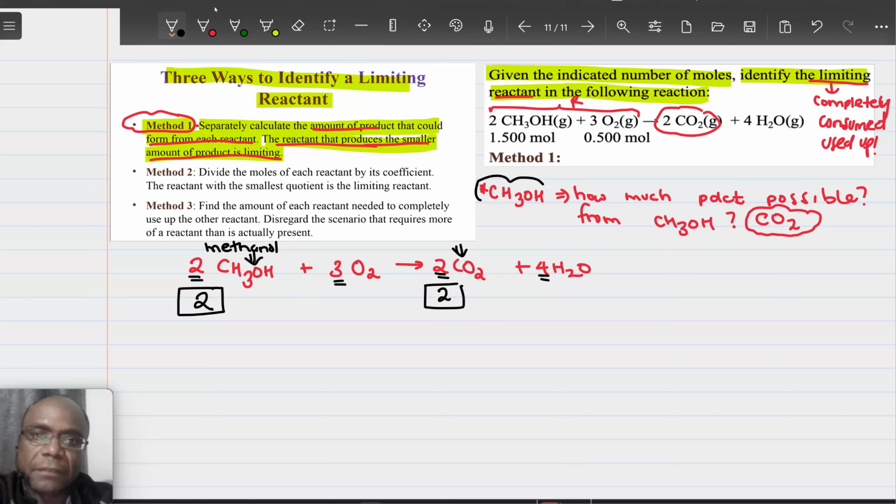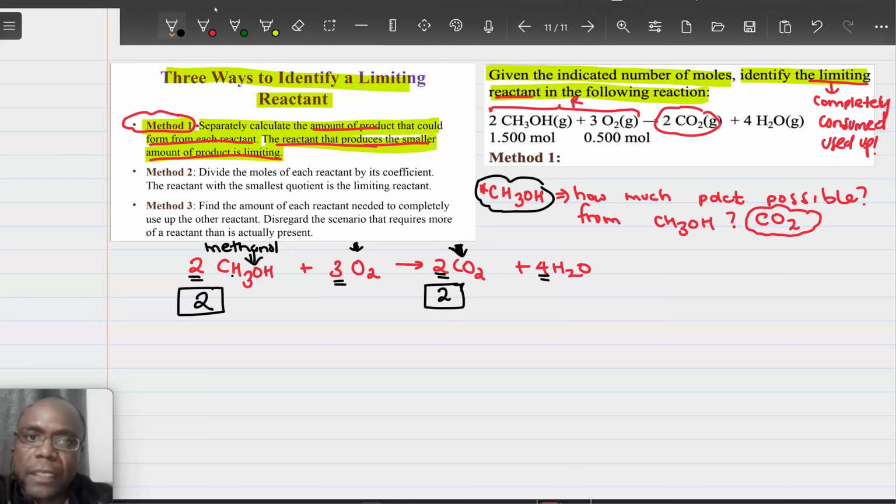I'm trying to test to see if methanol will be completely consumed, but I have to find, using method 1, how much of product CO2 will be formed, and then next I'll test how much product will be formed if oxygen was limiting. Whichever reactant, methanol or oxygen, gives me the least amount of CO2 will be the limiting one. So let's go.